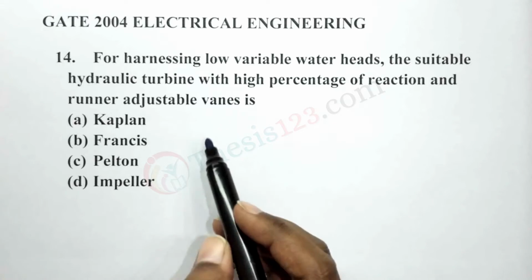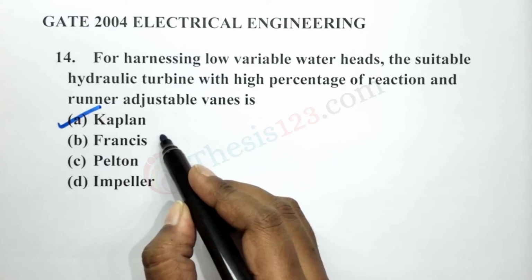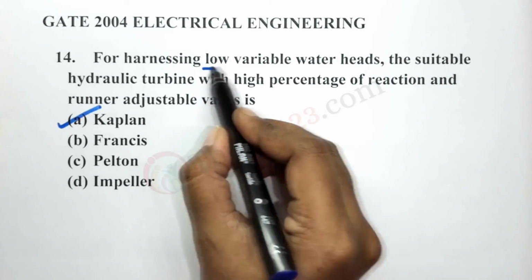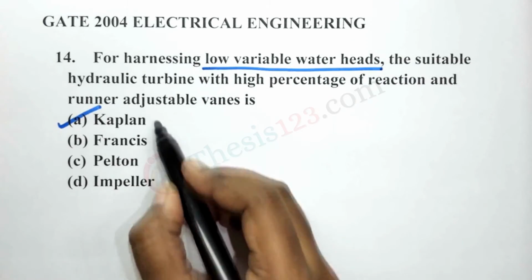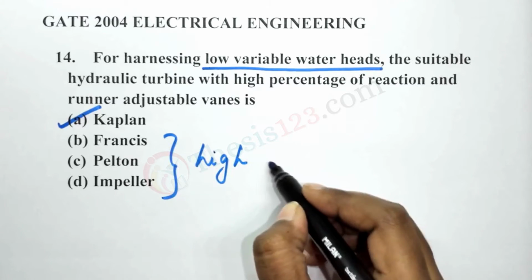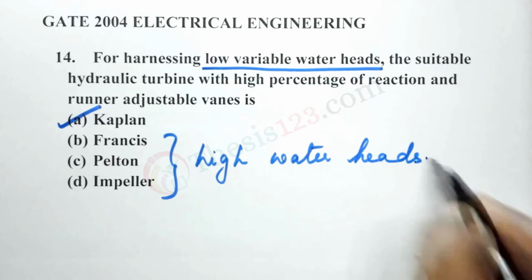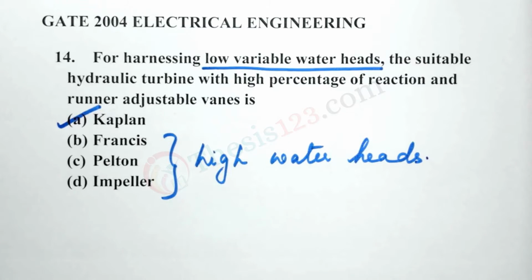So that in itself gives us the final answer, because for low variable water heads, Kaplan is the best choice. Francis, Fulton, and Impeller are all the three for high water heads at different flow rates of water. So, well, the final answer is Kaplan in this case.